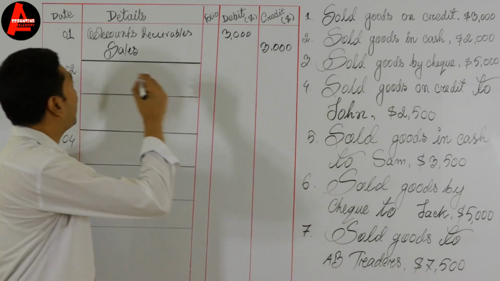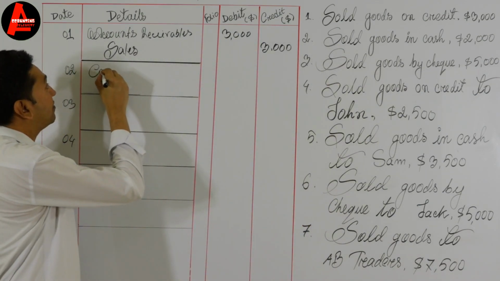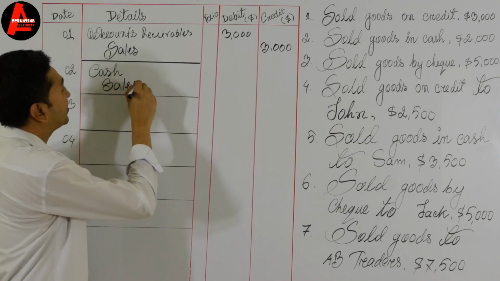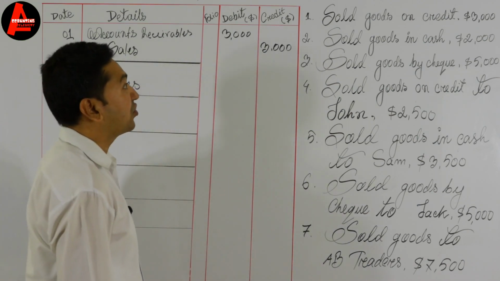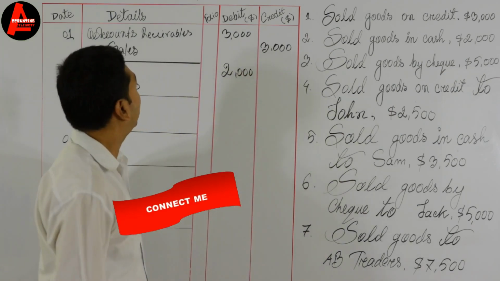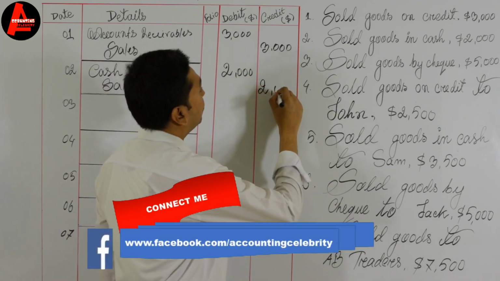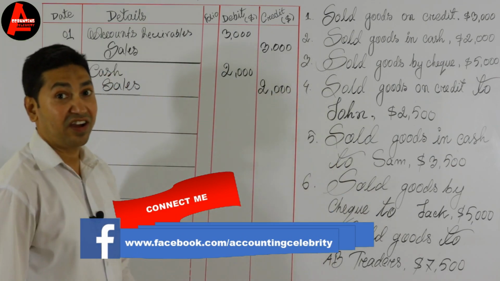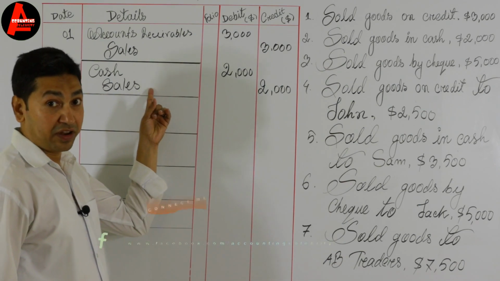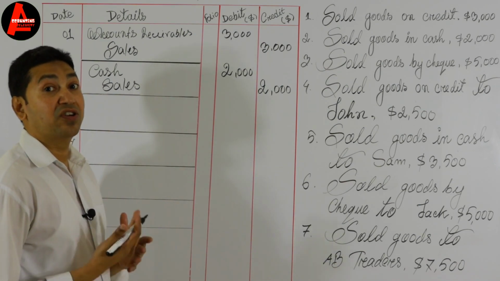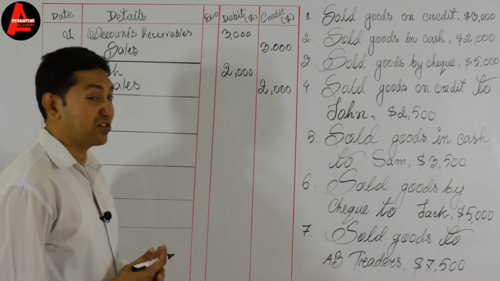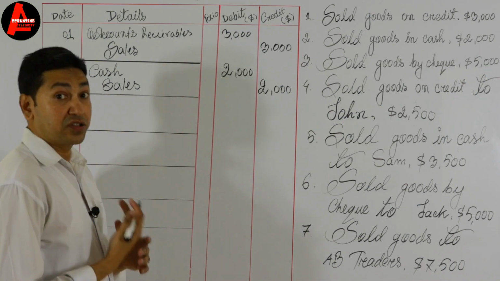So let us write here cash account to be debited and sales account to be credited. So what is this amount? It is $2,000 on the debit column and $2,000 on the credit column. Very simple to understand. So here what will be the narrative? You can write sold goods in cash, or sold for cash. Whatever you want you can write, no problem. So number 2 is done.